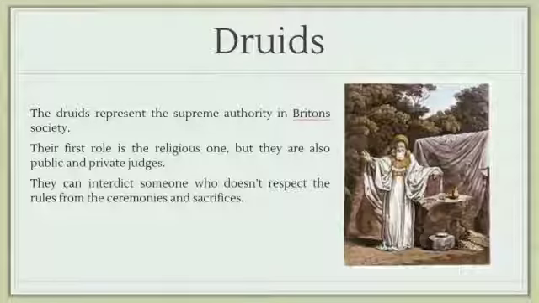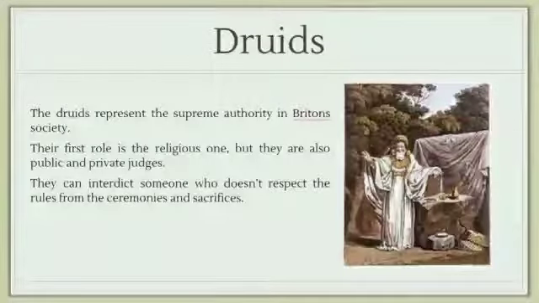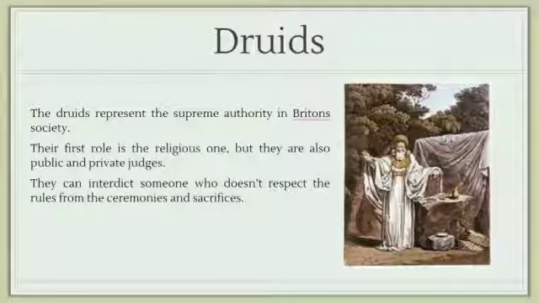The Druids represent the supreme authority in Britain's society. Their first role is a religious one. They conduct both public and private sacrifices, and they interpret all matters of religion. They are the connection between the supernatural and the human world. They are also public and private judges. In fact, they decree punishment in case of murder, disputes and controversies about boundaries. If the guilty party doesn't respect the punishment established, the Druids interdict them from the ceremonies and the sacrifices. Indeed, this stands as the worst possible punishment.